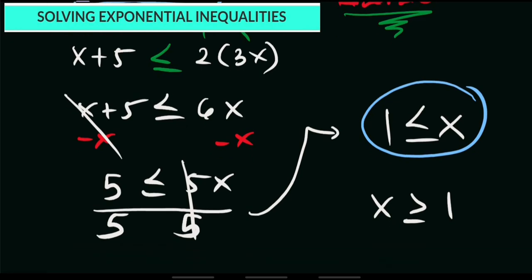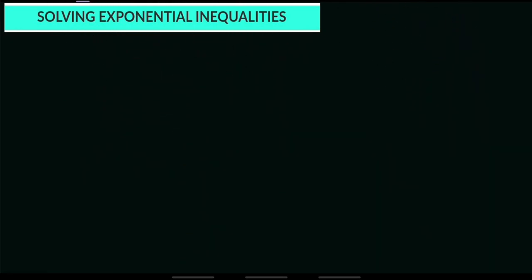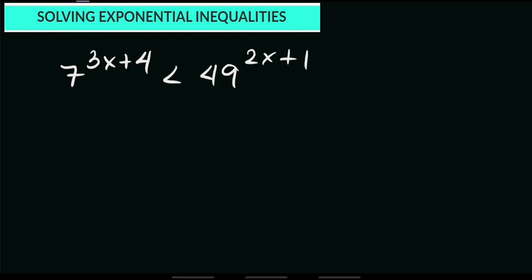Okay, so, let's try to solve some problems pa. Okay, so, for example, number 3. So, let's try to solve this one. Let's say we have this 7. Okay, for example, we have 7 raised to 3x plus 4. So that is less than 49. Okay, raised to 2x plus 1. Right? So I encourage you to pause this video and then try to answer this one on your own. Okay? And then later, let's double check.